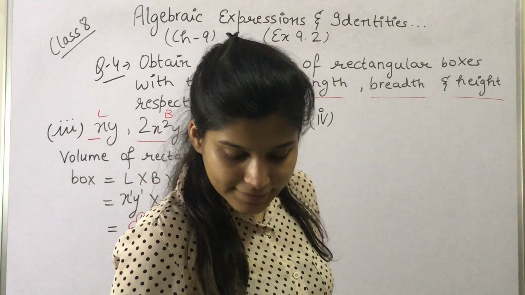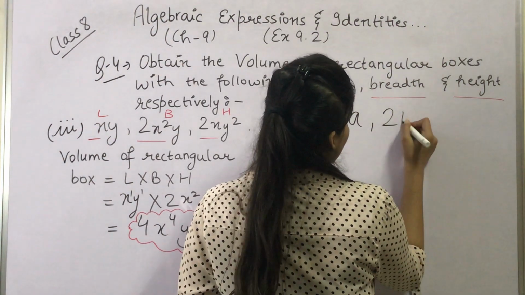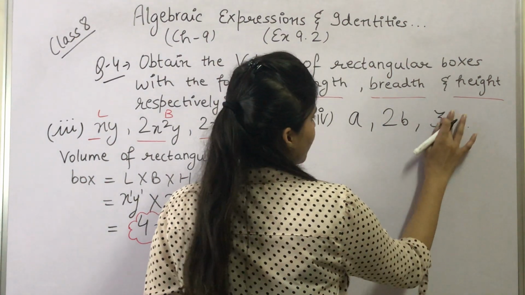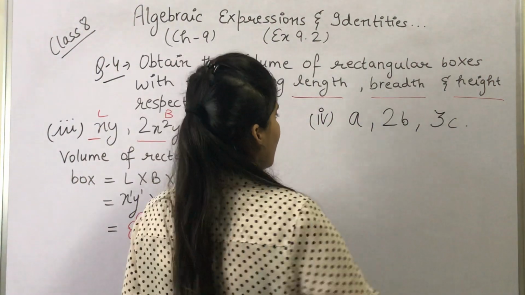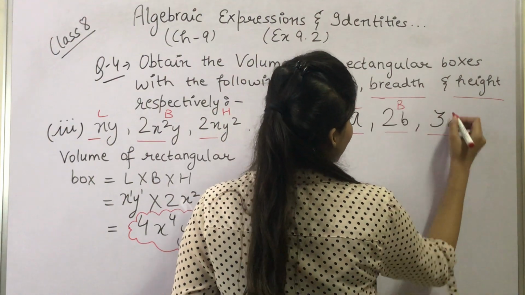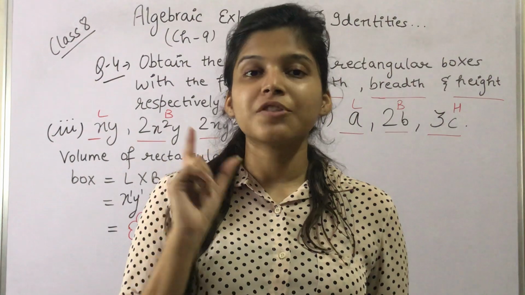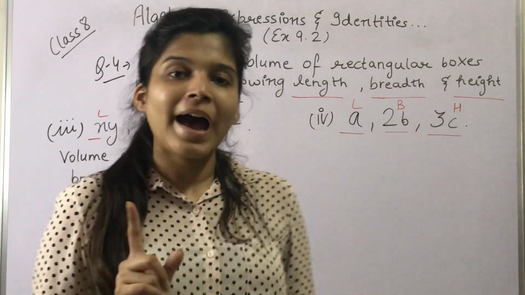So the fourth part is A, 2B and 3C. Now we have length as A, breadth as 2B, and height as 3C. Because we know that whatever comes first would be the length, then breadth and then height.